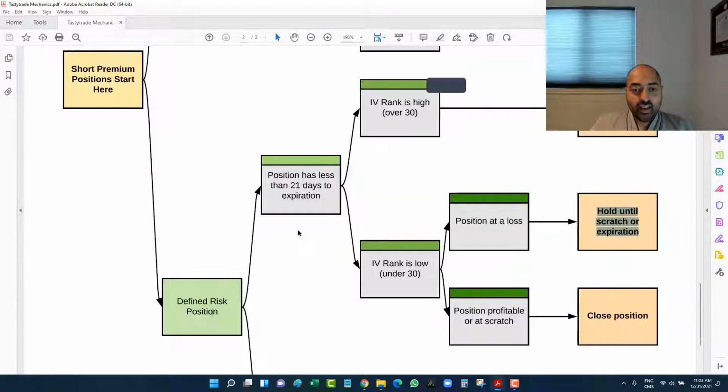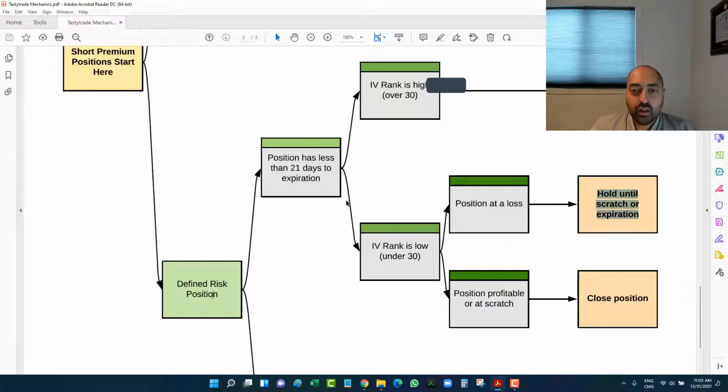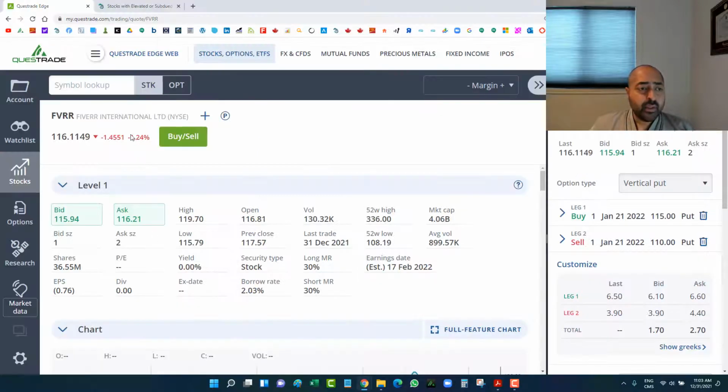Okay, let's assume it has, let's see what happens. We know it's at a loss. Let's see what happens if IV rank is over 30: close and reestablish the position in the next expiration cycle. If it's below 30 and the position is at a loss, hold until scratch. So let's see what happens if I just close and reestablish the position at the next expiration. So basically I'm rolling it to February.